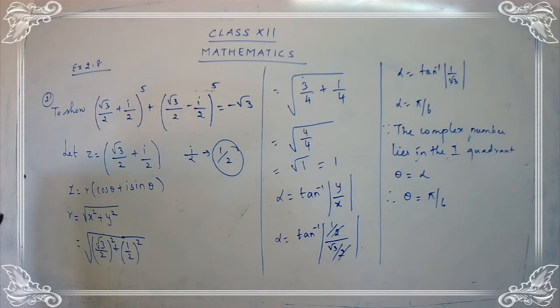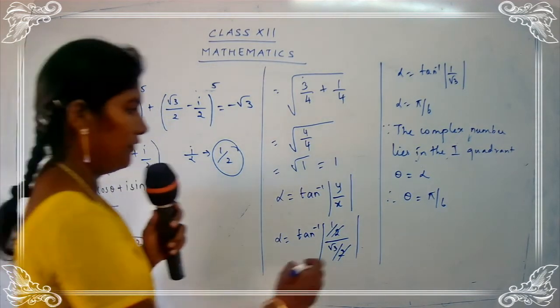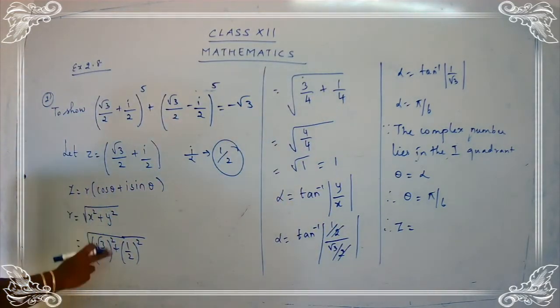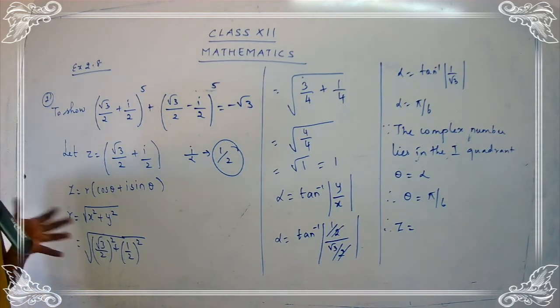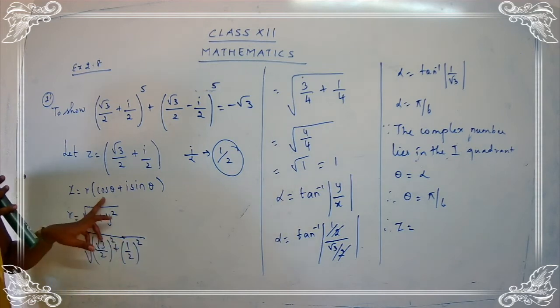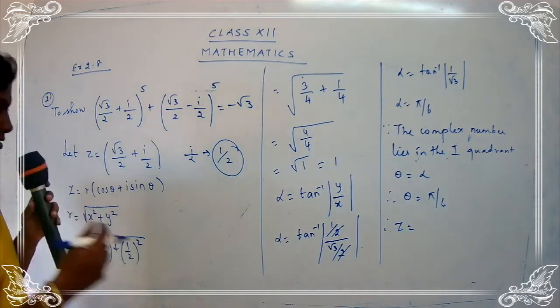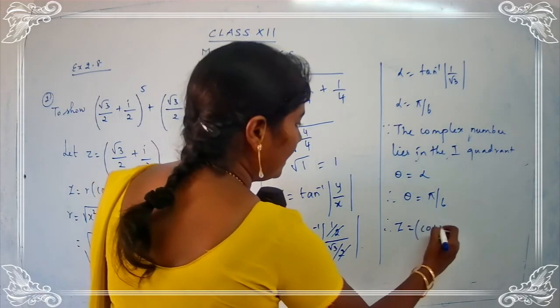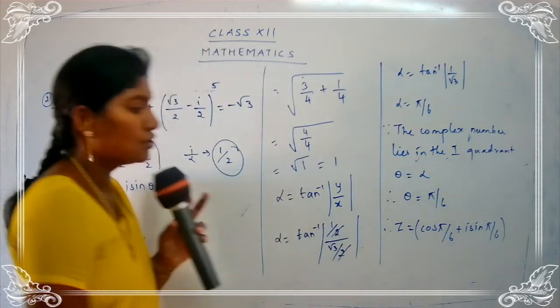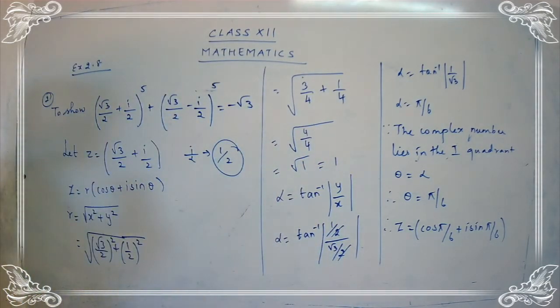The next thing is we are going to write this in terms of polar form. Let's write down the value. Therefore, z is equal to r. I know the value for r, it's 1. Anything multiplied by 1 gives the same answer, so I'm just going to leave that 1 and not mention it. And I'm going to write down the remaining details. So this is cos of pi by 6 plus i sine pi by 6. Are you clear, children? So we got the value for z. What is the value for z? Cos pi by 6 plus i sine pi by 6.